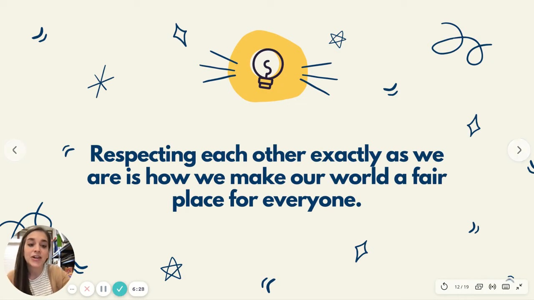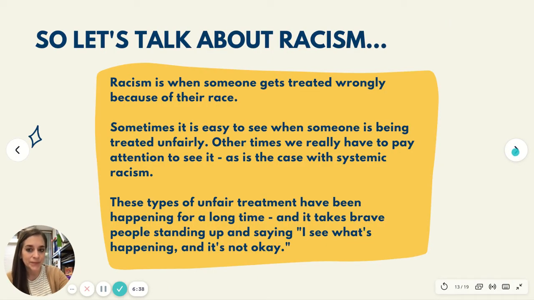So respecting each other exactly as we are, with all of our differences, is how we make our world a fair place for everyone. Which is where this next term comes in, racism. Let's talk about it. Racism is when someone gets treated wrongly because of their race. So because of the color of their skin, the texture of their hair, their facial features, their eye formation.